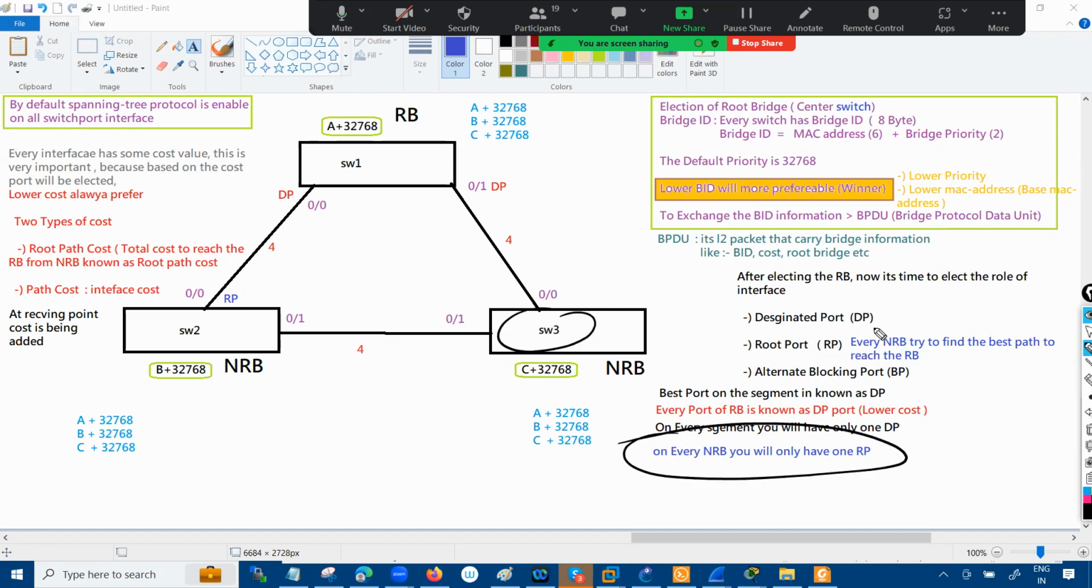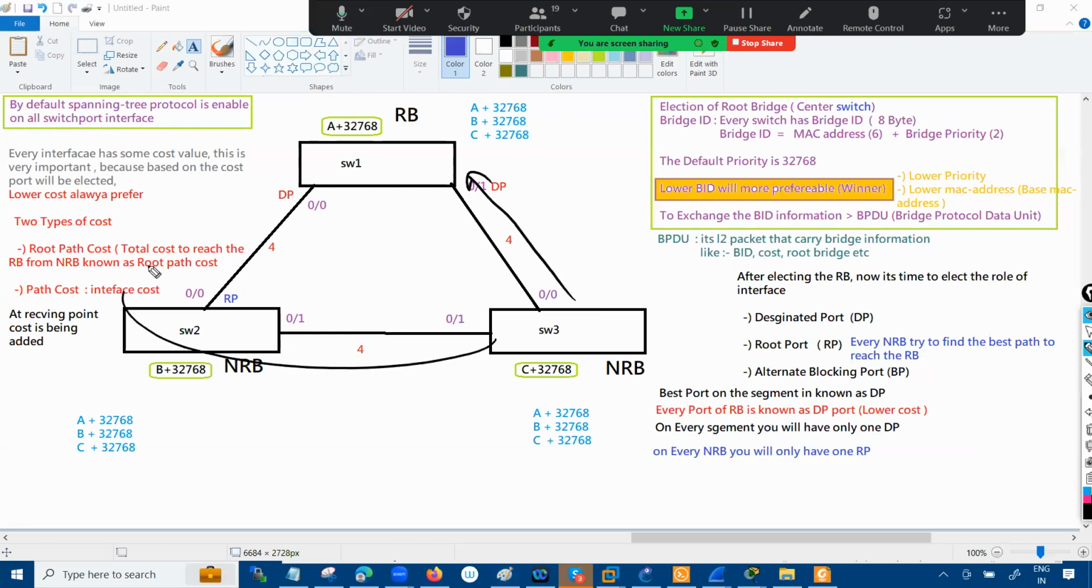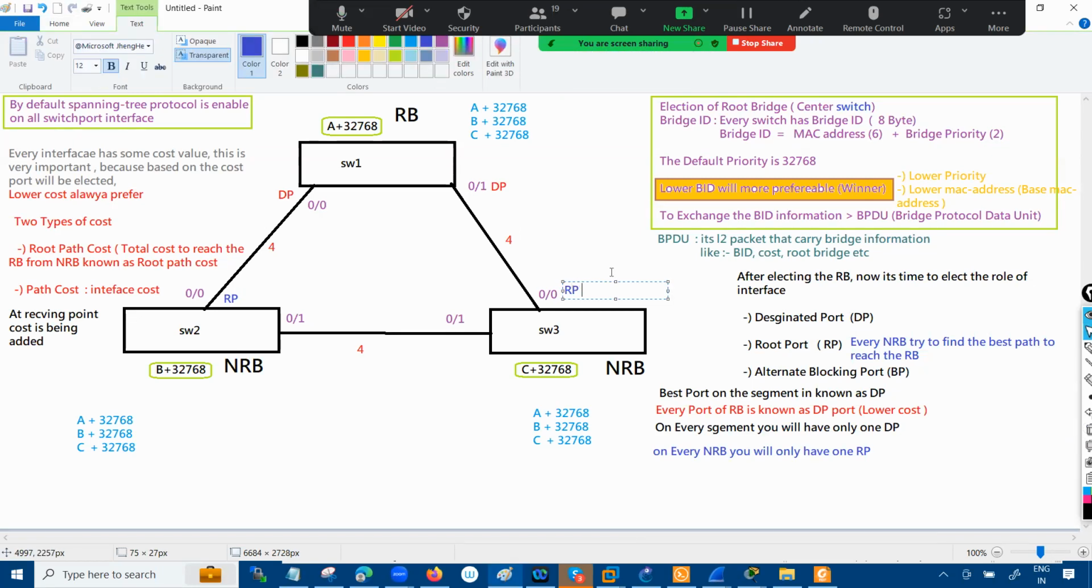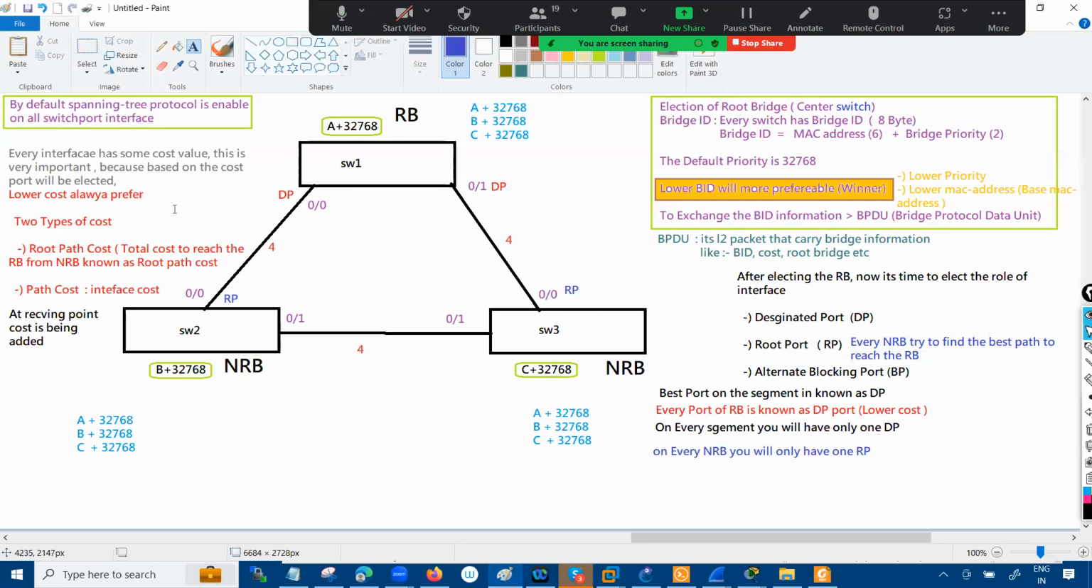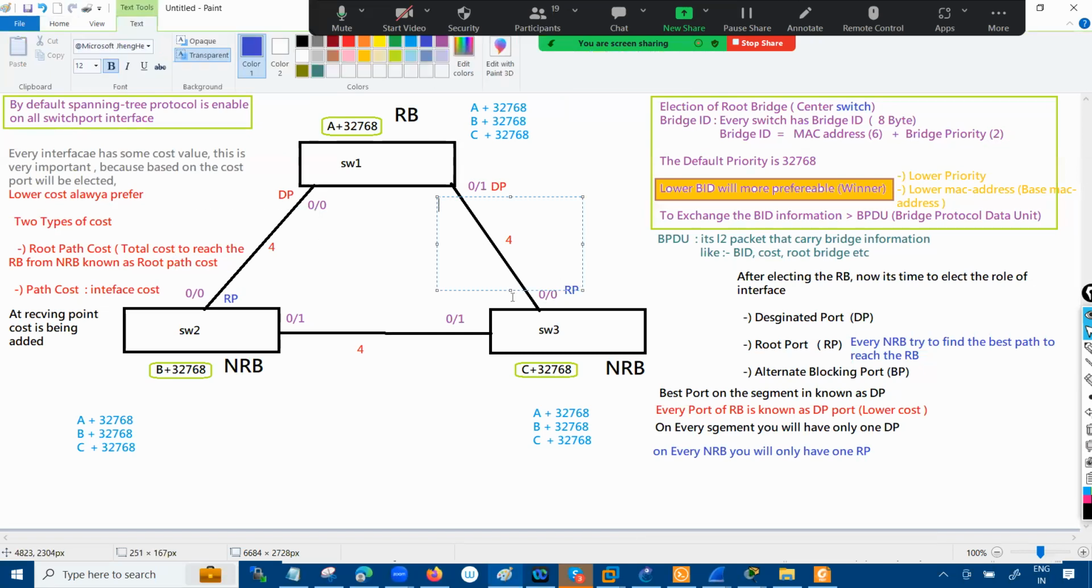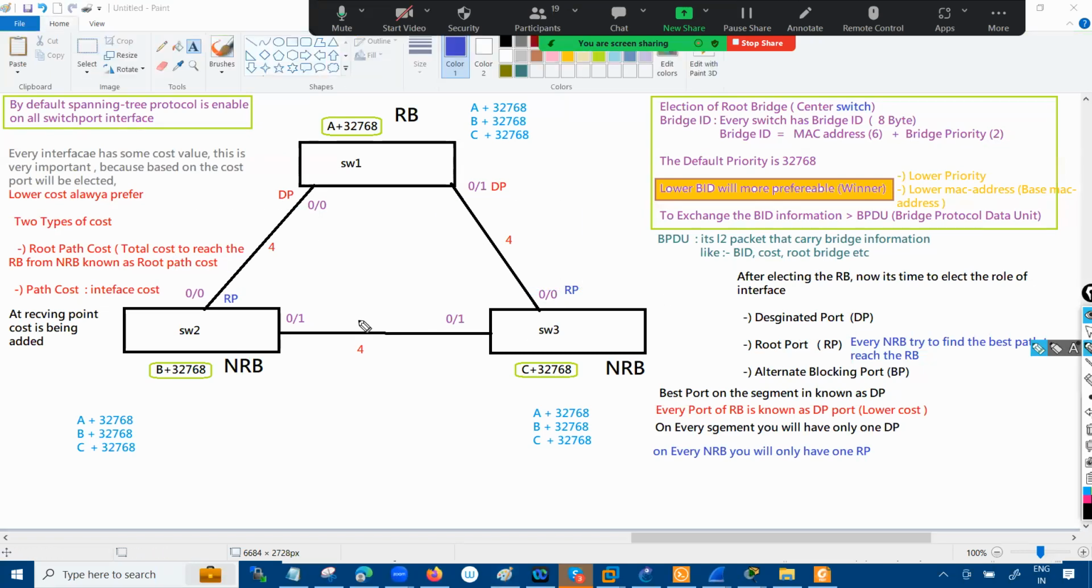If I go to switch 3, every non-root bridge tries to find the best path to reach the root bridge. So if I go this way and this way, which one is lower? 0/0, 0/1, 0/0, right? So 0/0 will become the RP again. So this segment has been done, this segment has been done. Now we need to find this segment.